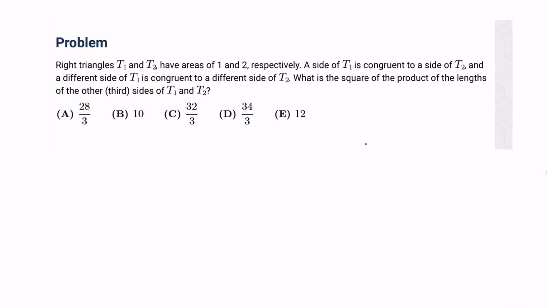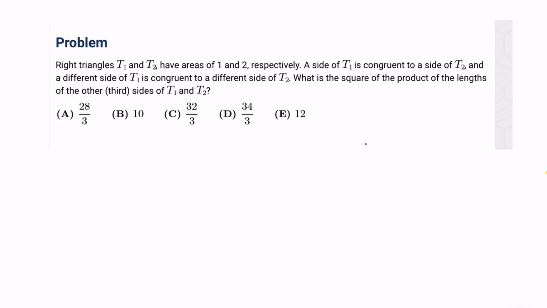The problem states right triangles T1 and T2 have areas of 1 and 2 respectively. A side of T1 is congruent to a side of T2 and a different side of T1 is congruent to a different side of T2. What is the square root of the product of the lengths of the third side of T1 and T2?